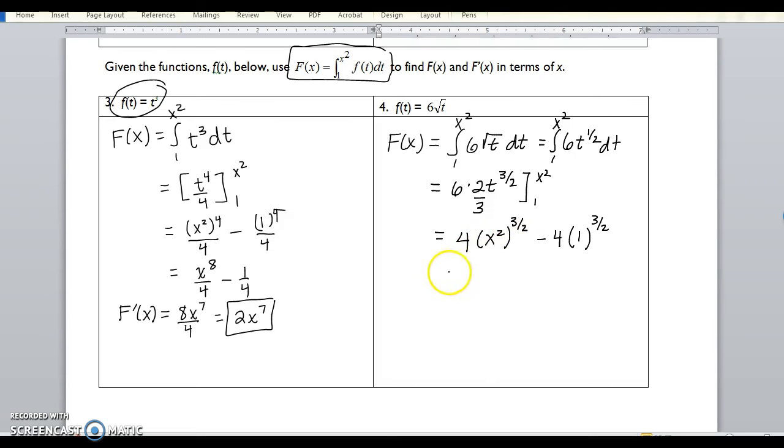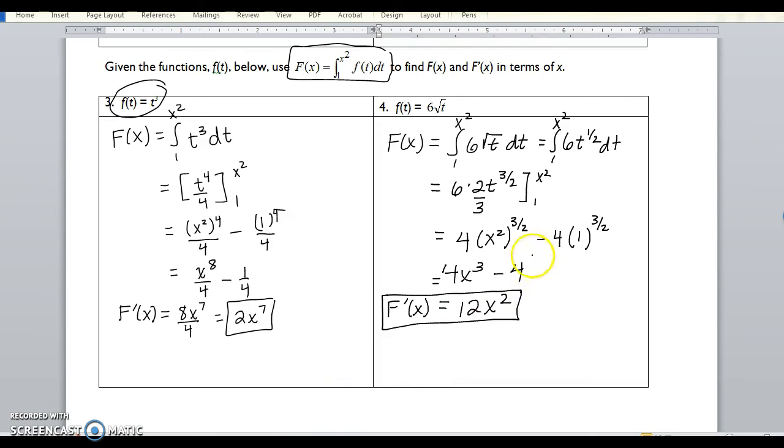X squared to the 3/2 would just be 4x cubed. So the 2's cancel out. Then minus 4. If we take the derivative of that, we get 12x squared.